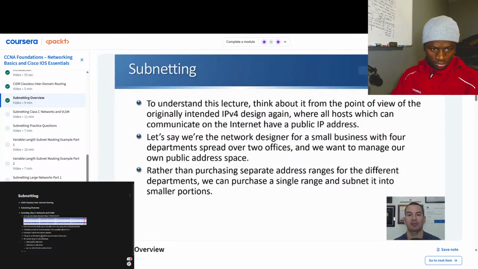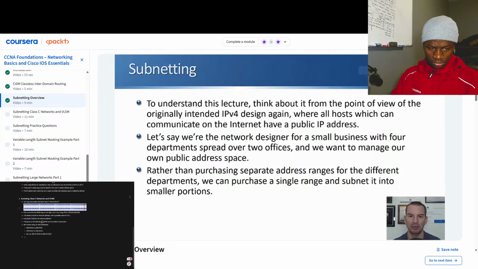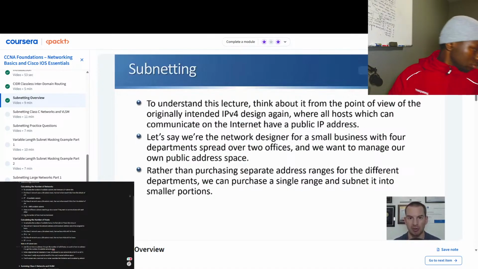Okay, to understand this lecture, you need to think about it from the context of the originally intended IPv4 design, just like we did in the previous few lectures, where all hosts which can communicate on the internet have a public IP address. Now, if you're already working in a company where you've already got exposure to working on the network, the chances are that your company is going to be using private IP addresses. Now, as we go through these lectures, do not think about it from that point of view.